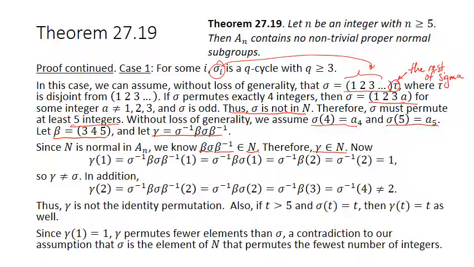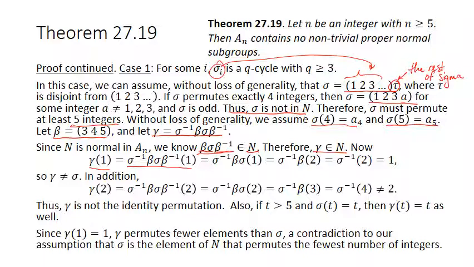Why? Because gamma is sigma inverse times this beta sigma beta inverse, and sigma inverse is in n, and beta sigma beta inverse is also in n. If you multiply two things together that are in n, then their product must be in n. So gamma is in n. Now what we're going to see is what gamma of 1 is.